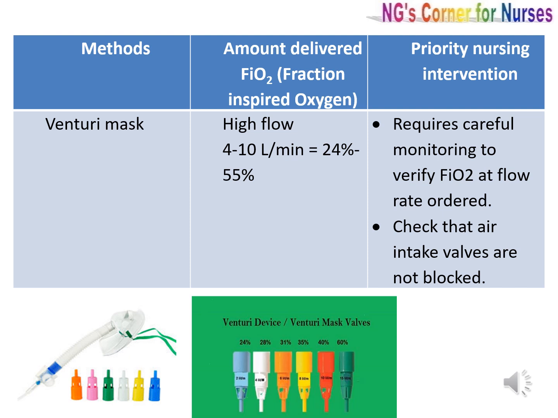Next is the Venturi mask. It is a high flow mask. Flow rate 4 to 10 liters per minute, that is 24% to 55 or maybe 60%. Priority nursing interventions are: it requires careful monitoring, verify the Venturi mask valves, the color coded valves, to verify the FiO2 at the flow rate ordered, and check that air intake valves are not blocked.